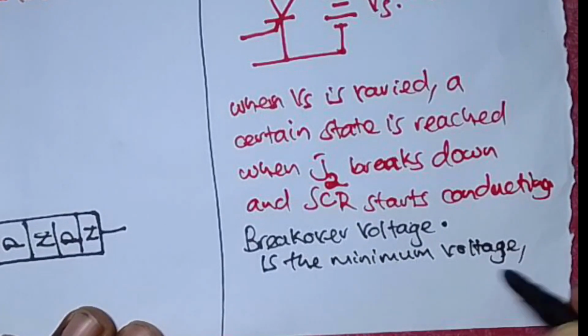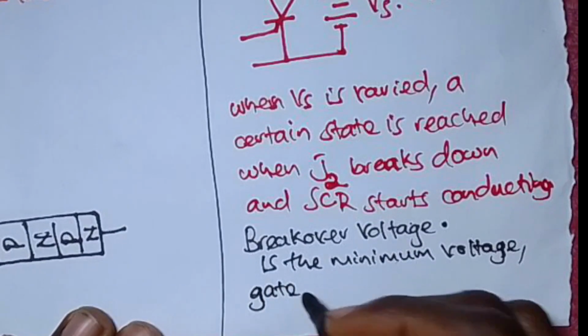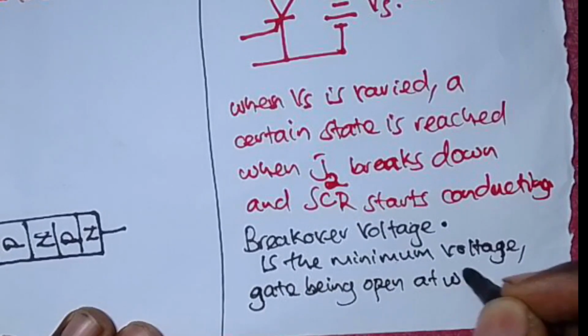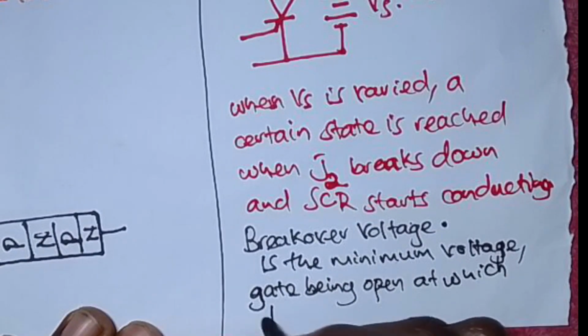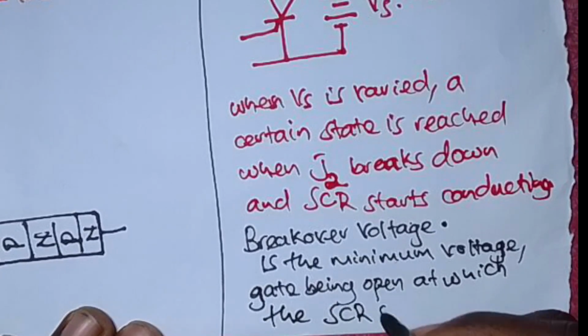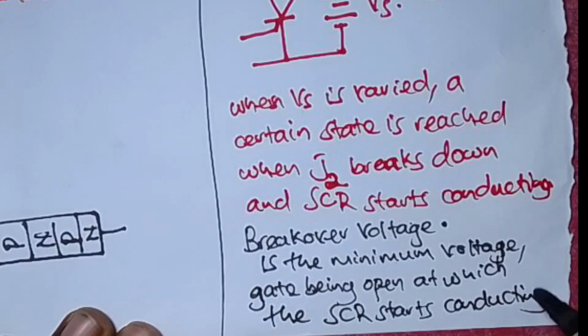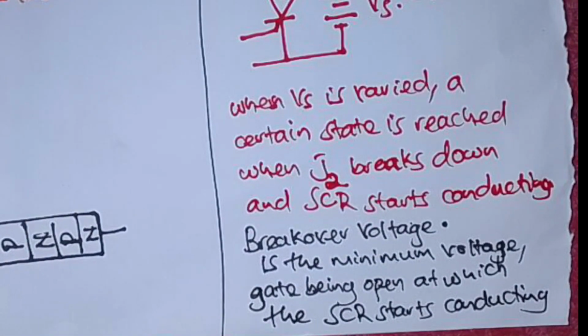So to summarize, breakover voltage is the minimum voltage, gate being open, at which the SCR starts conducting heavily. Are we together? Yes. So that is simply that first state whereby we have the gate being open.